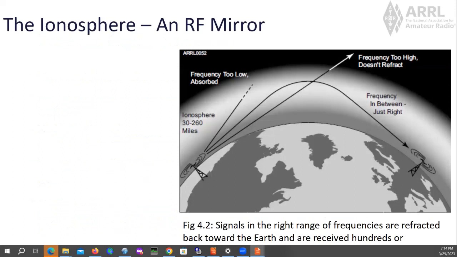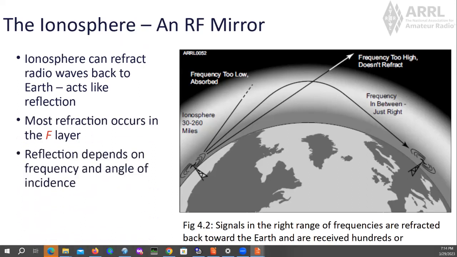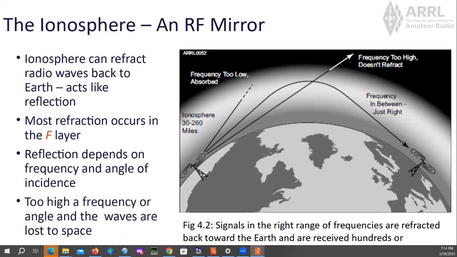The ionosphere, an RF mirror. The ionosphere can refract radio waves back to Earth. Acts like refraction. Most refraction occurs in the F layer. Refraction depends on frequency and angle of incidence. Too high a frequency or angle and the waves are lost to space.